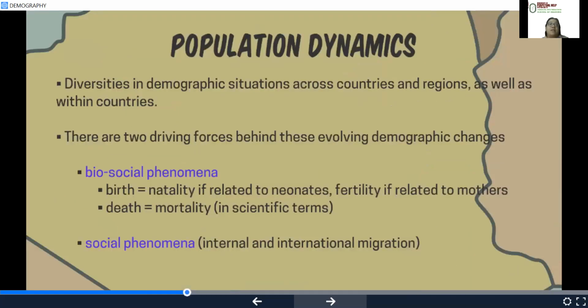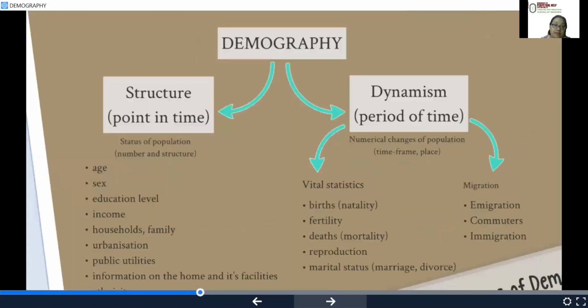So population dynamics. These are diversities in demographic situations across countries and regions, as well as within countries. So there are two driving forces behind these evolving demographic changes. So there's biosocial phenomena, these are your birth rates and your death rates, and social phenomena such as your internal and international migration. So these again are affected by different things. So remember your structure and your dynamic aspects or determinants of demography as they are classified.